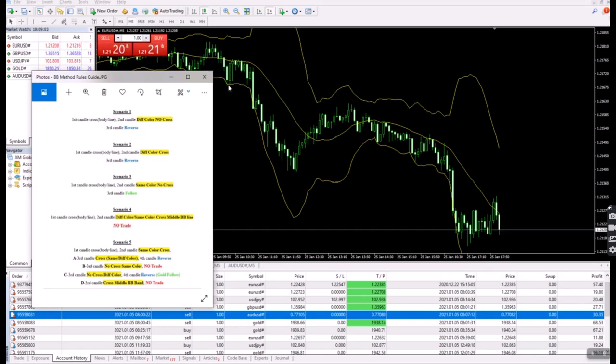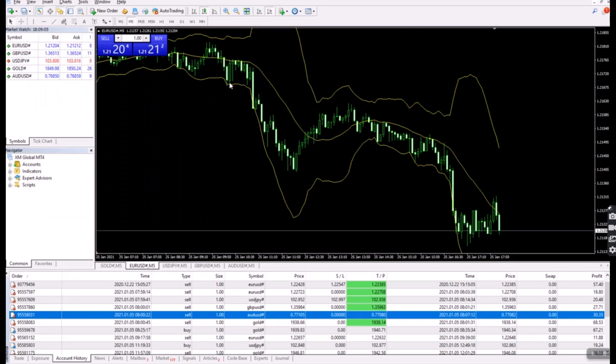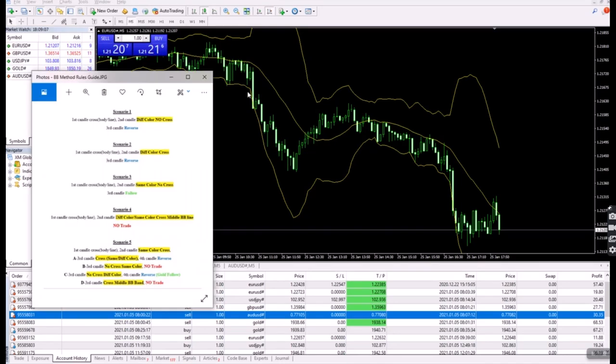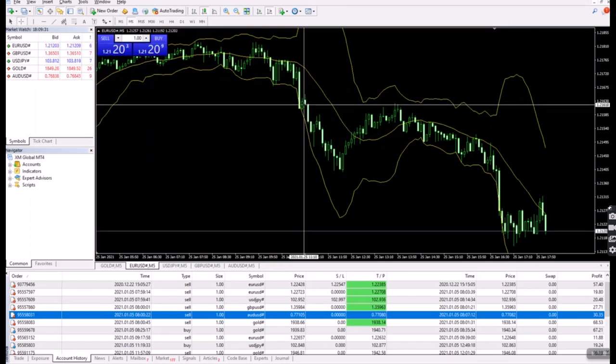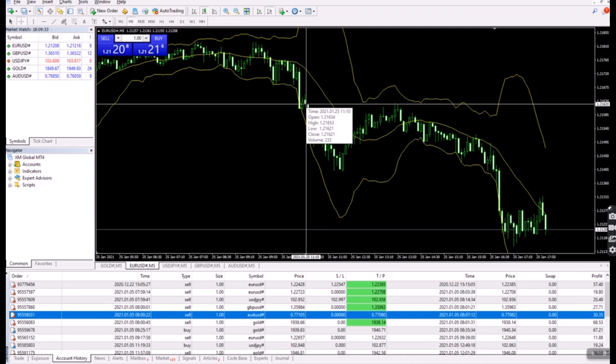Maybe you can look at something like this. This is actually scenario, let me see. The first candle crosses, second candle touches the middle line. So this is actually your scenario 4. Second candle touches, no trade. Alright? And this we have a good example of the first candle crosses, second candle is a different color, no cross. We are supposed to do a reverse here. Correct? We'll actually do a buy here because we'll do a reverse.